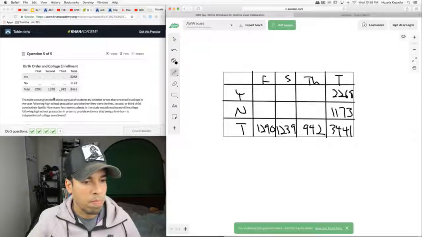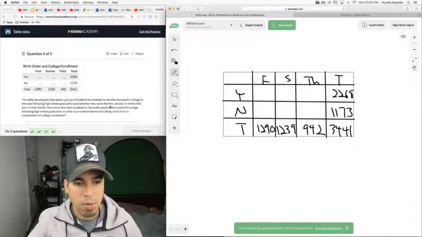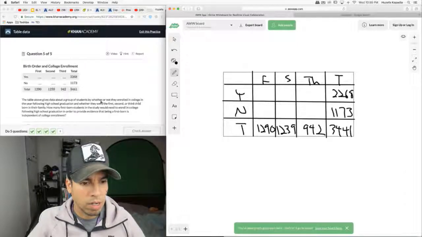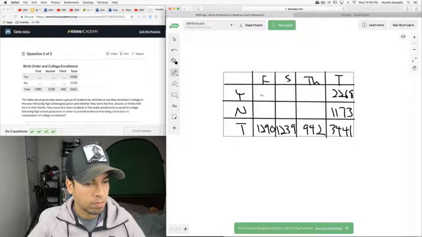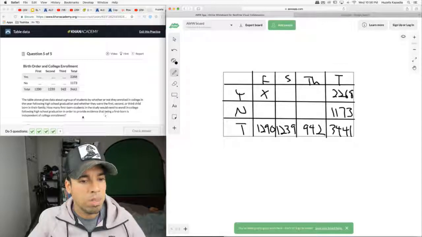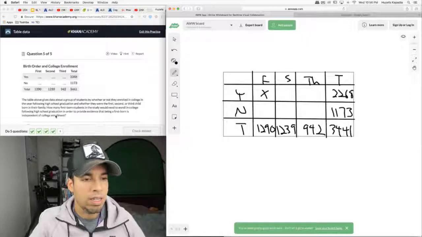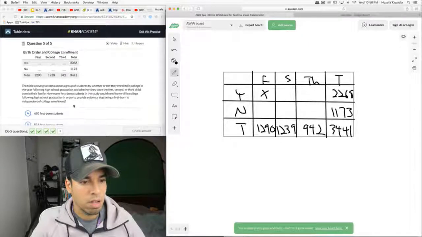All right. The table above gives data about a group of students by whether or not they enrolled in college the year following high school graduation and whether they were first, second, or third in their family. How many firstborn students in the study would need to enroll in college? Okay. Would need to enroll in college. How many firstborn? Following high school graduation in order to provide evidence that being a firstborn is independent of college enrollment.